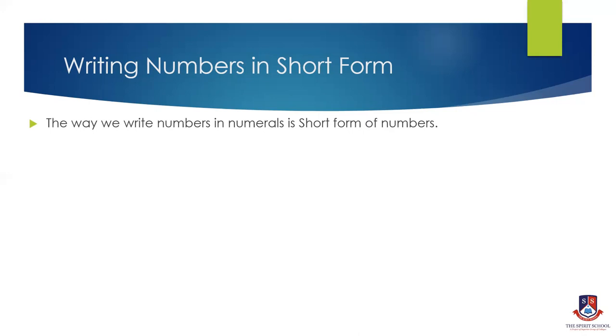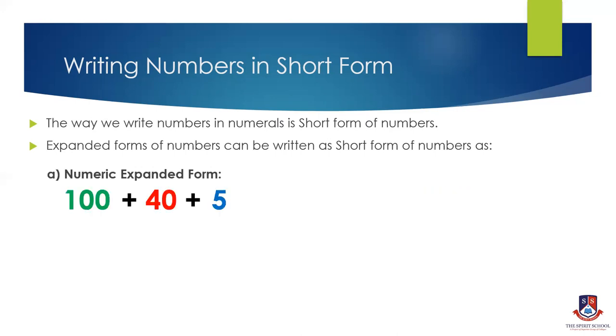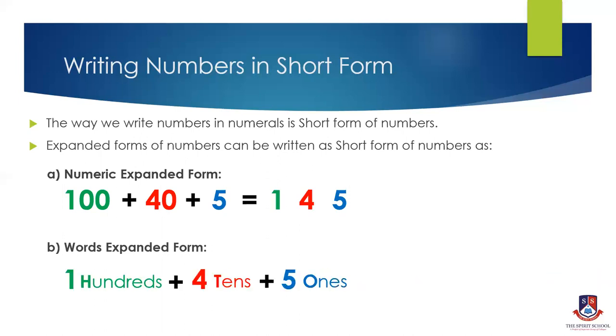The way we write numerals is the short form of numbers, and expanded form numbers can be written as short form numbers. So firstly, let us see how the numeric expanded form can be converted into short form. Here we have a number that says we are having one hundreds, four tens, and five ones. So the number is 145. Now here we have a number in words expanded form. Here we are specifying the place value of each digit. So it says that we are having one hundreds, four tens, and five ones.